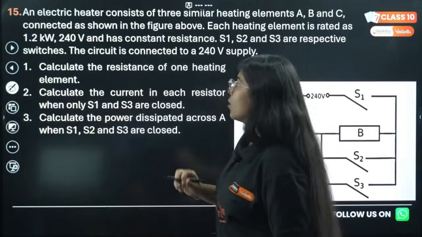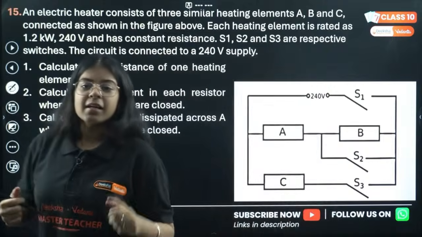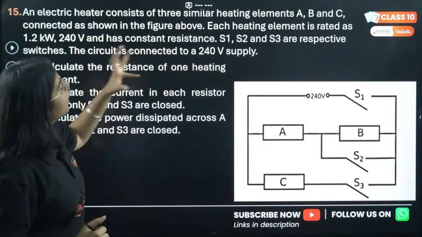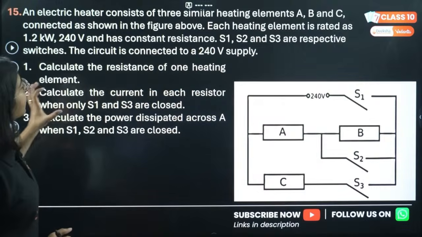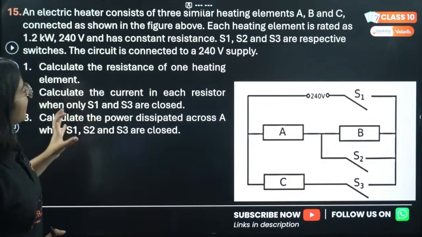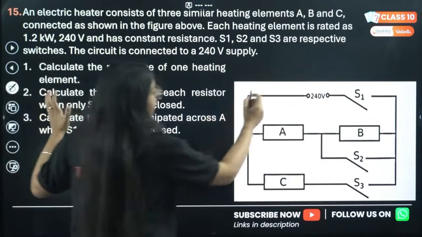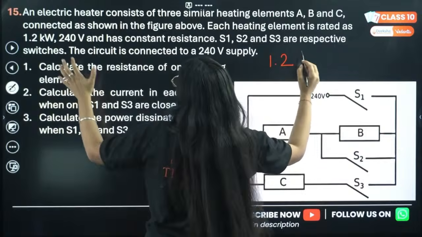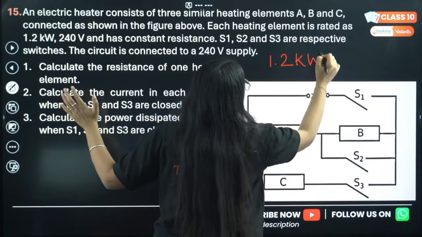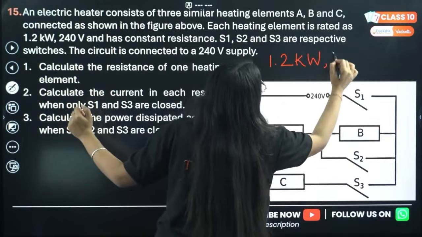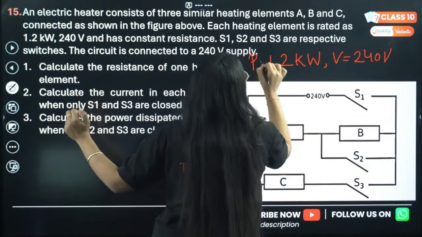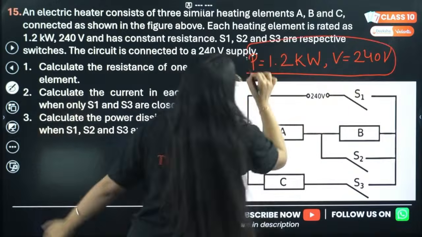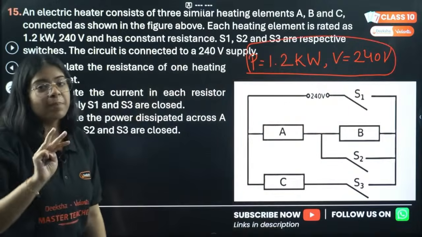Next question is: an electric heater consists of three smaller heating elements, A, B and C, connected as shown in the figure. Each heating element is rated with power 1.2 kilowatt and voltage 240 volt. All three of them have these same parameters.